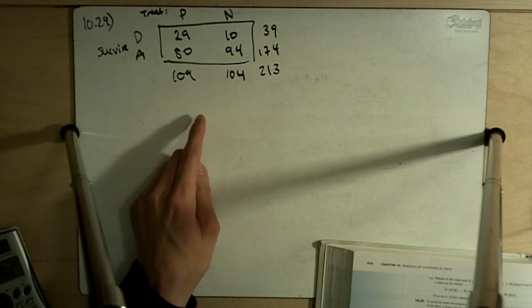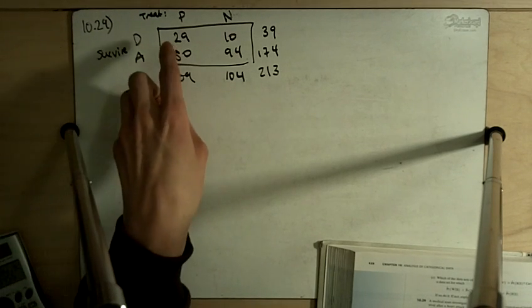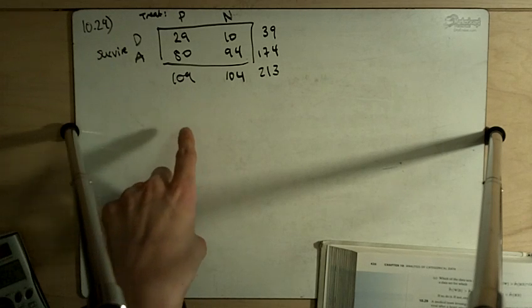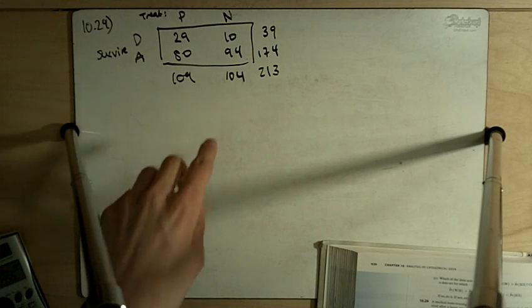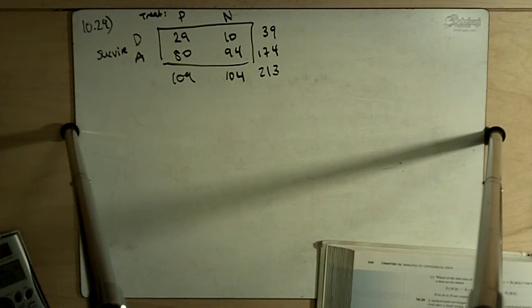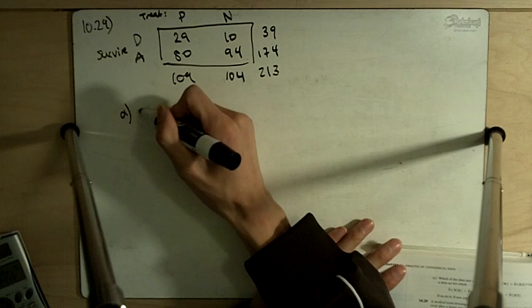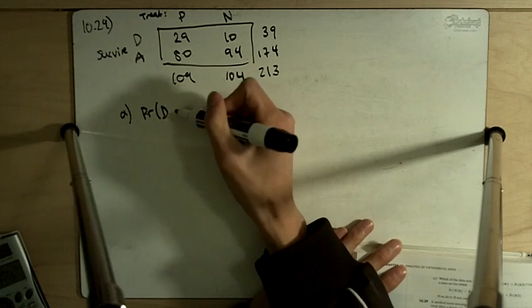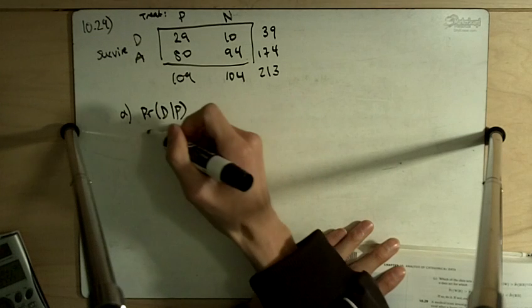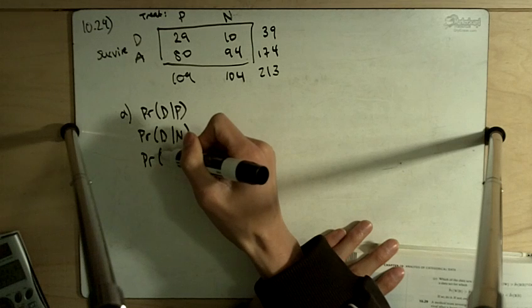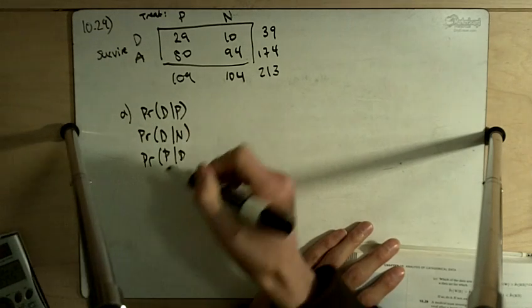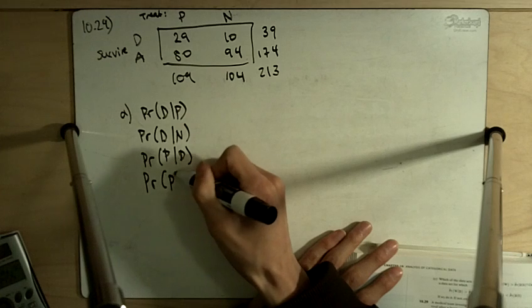If their treatment was positive, of those, 29 died within 6 months and 80 were alive. If their treatment was negative, then 10 of them died and 94 were alive after 6 months. Let D and A represent died and alive respectively, and P and N represent positive and negative antibody tests. Calculate, in part A: the probability of D given P, the probability of D given N, the probability of P given D, and the probability of P given A.